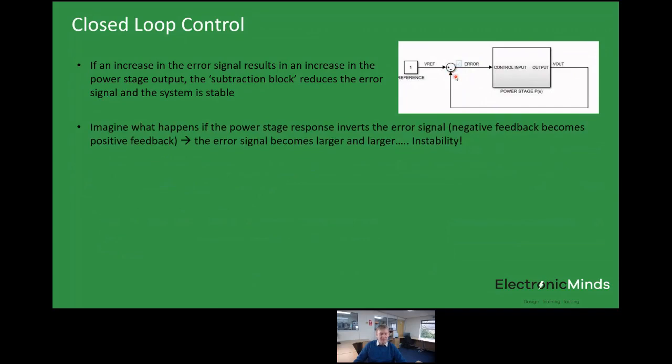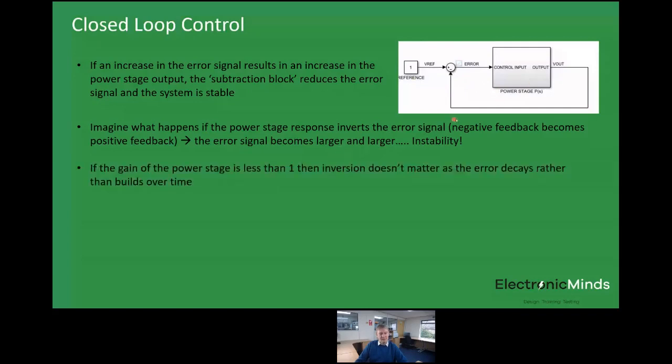However, if our power stage response here inverts the error signal, so if an increasing control input results in a decreasing output voltage, we essentially turn that negative input into a positive input, and we get positive feedback. So a small error here turns into a bigger error by the time it's added on here, and that causes then a bigger error, and we get instability, and the system just falls apart. So we need to be careful that we have certain characteristics in the power stage gain so that it doesn't invert the signal.